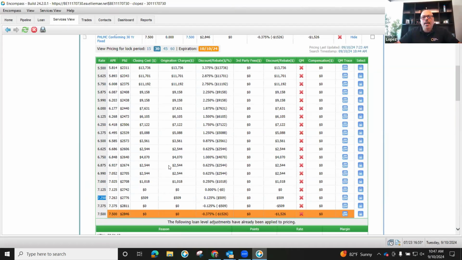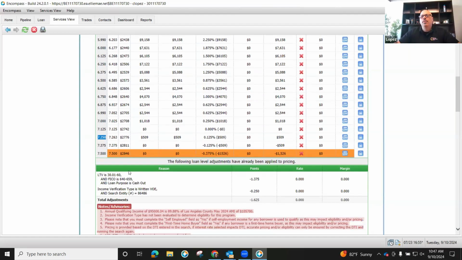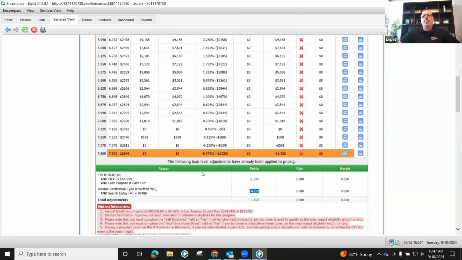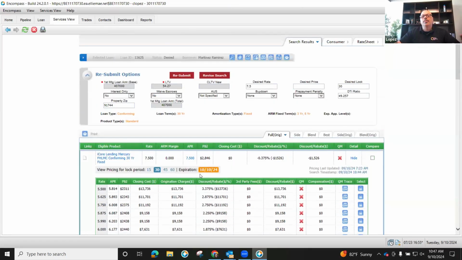Oh, going back to the LLPAs that we talked about before, Deshay, I know you asked earlier. On this file right here, it shows what my hits are. It's a cash out loan. At this FICO score, it's a 1.375 hit. It looks like it's a written VOE, which we don't do anymore. And then that's a quarter hit. So this is an example of what the pricing hits would look like for this loan based off of these parameters that were sent over through Encompass.